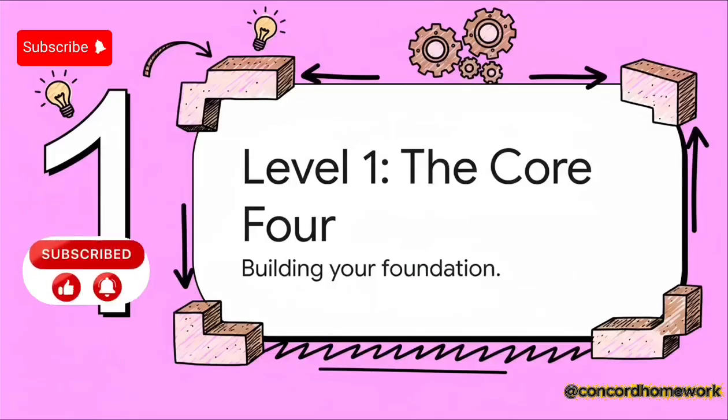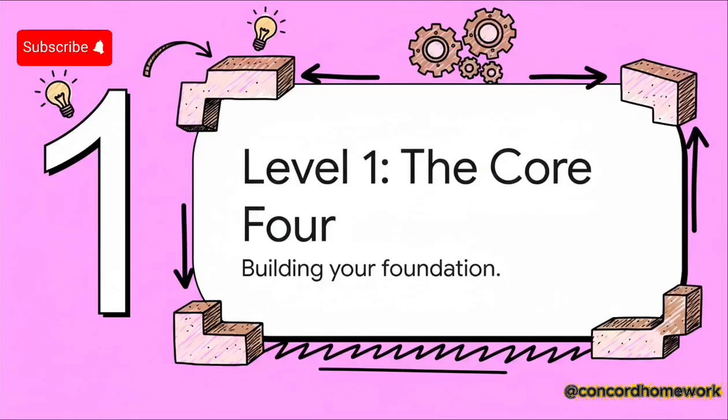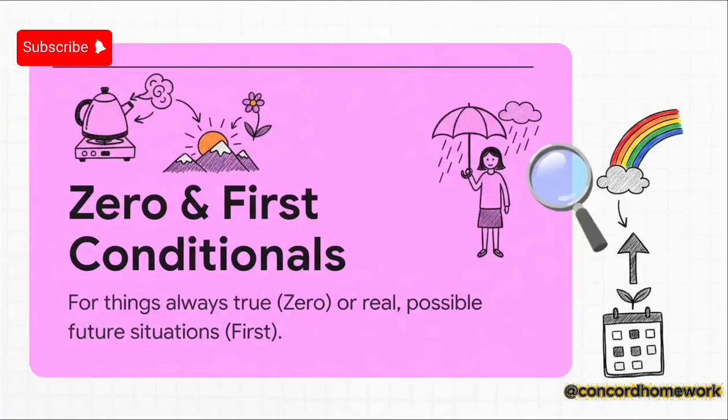All right, first up, we're tackling level 1, the core 4. You really got to think of these as your foundation, the absolute essentials. Mastering these is, well, it's non-negotiable if you want to communicate clearly. Okay, so we're starting with the conditionals that are all about reality. The zero conditional is for things that are always true. Think scientific facts or just general habits. Like if you heat water, it boils. That's just a fact. It always happens.